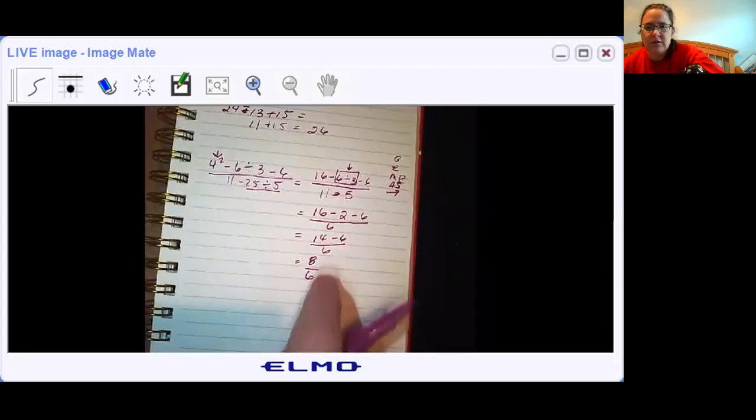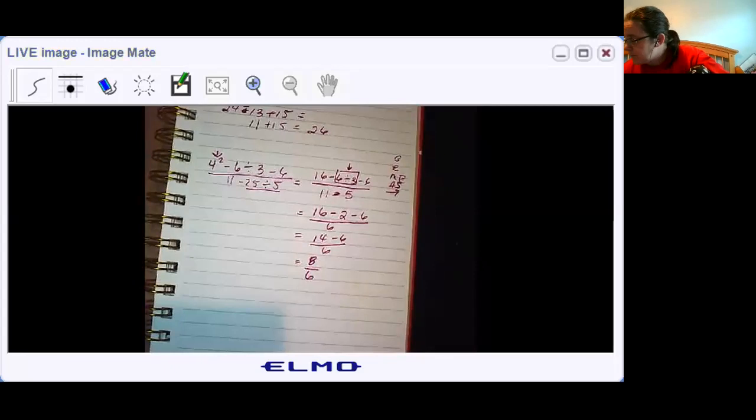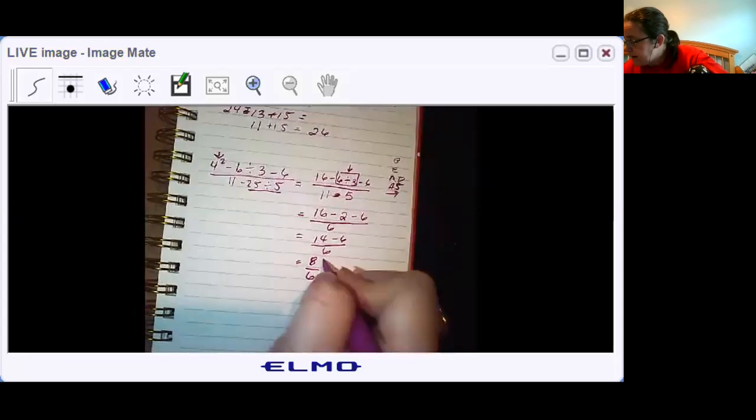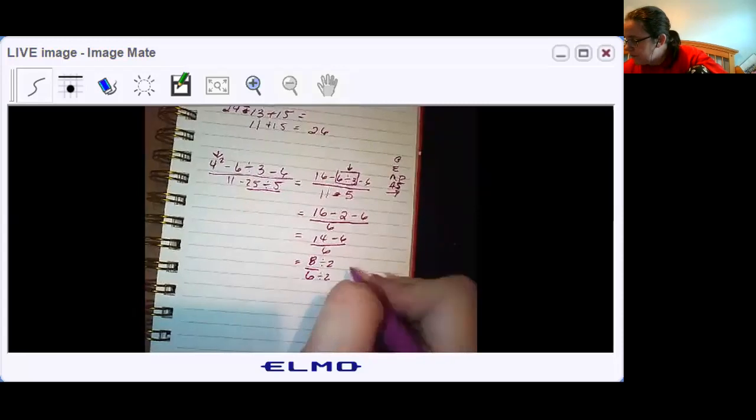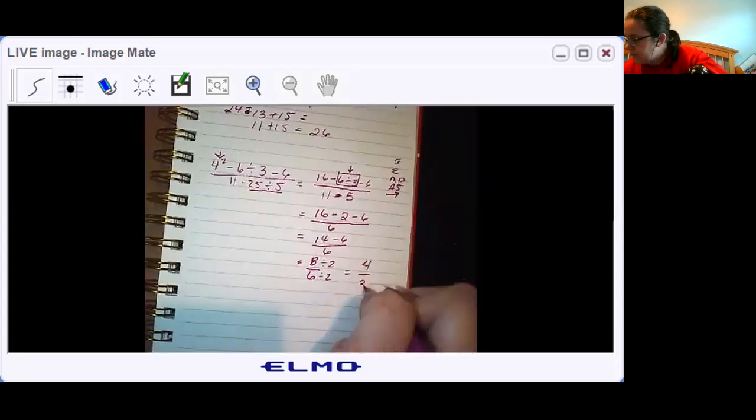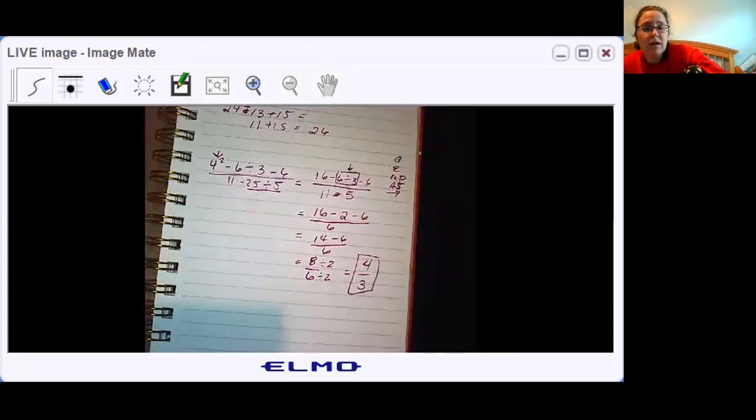So now I've got to look at this. Is there a number that goes into both 8 and 6? Because 8 and 6 are both even, they both can be divided by 2. 8 divided by 2 is 4. 6 divided by 2 is 3. Now, there's not a number that goes into both 4 and 3, so I'm done.